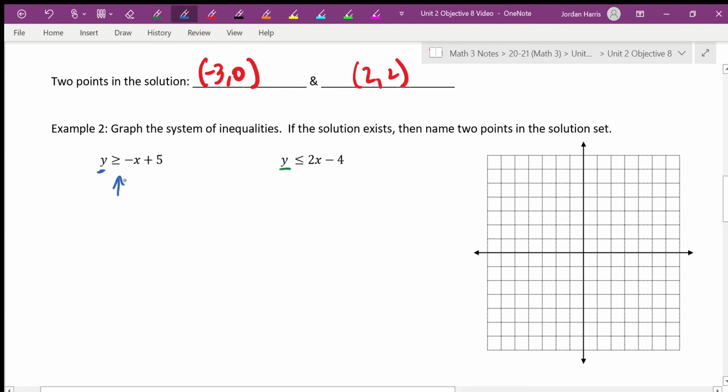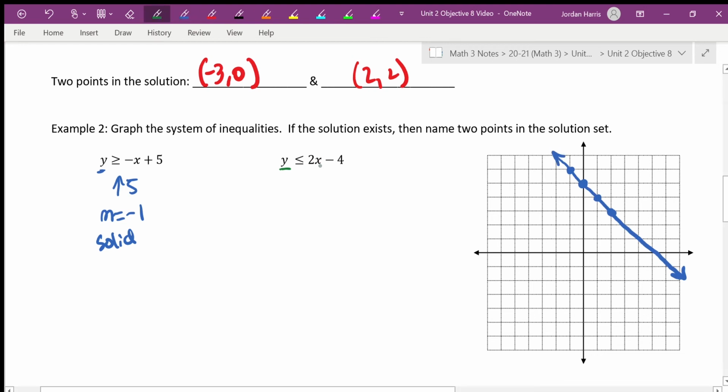So this is an up 5 shift with an m value of -1, and it is included, so it's a solid line. So up 5: 1, 2, 3, 4, 5, down 1 over 1, both directions. This time a solid line. Try and draw this as best as I can. And there we have it.